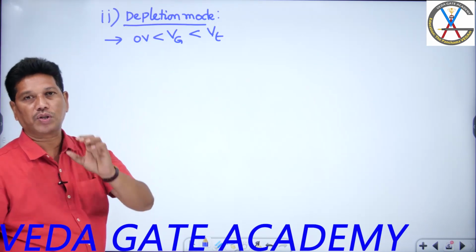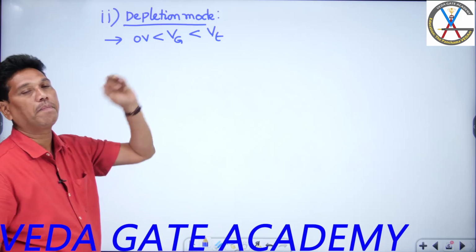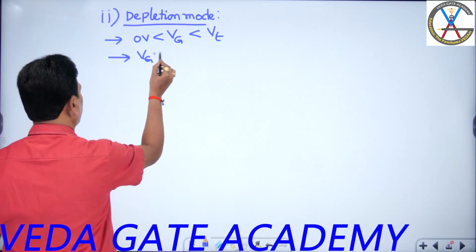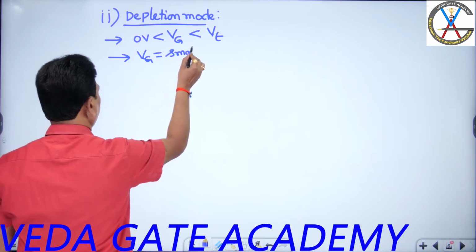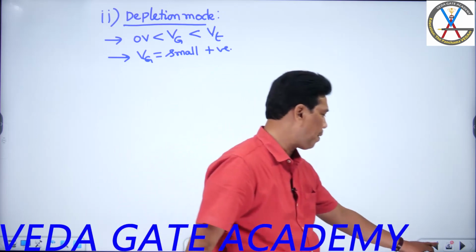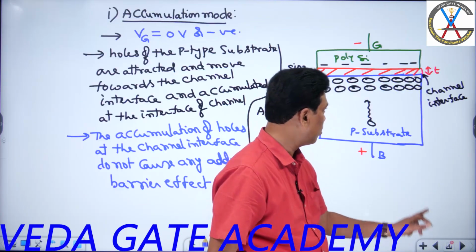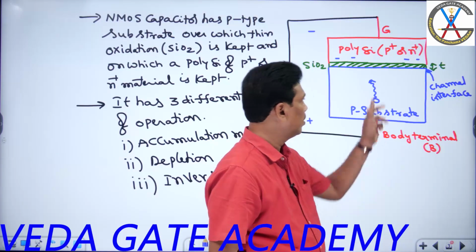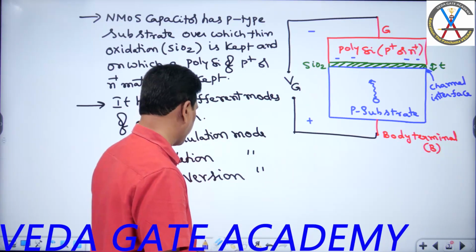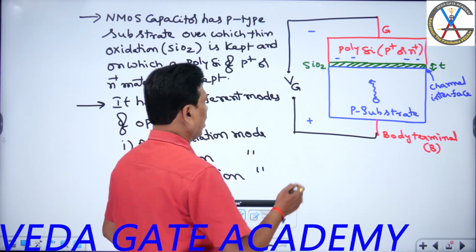So VG looks like a small positive, not a high positive. It should be a very small positive voltage. VG equal to small positive, sir. What happens here, students? This is your original figure. Now I consider a small positive voltage.